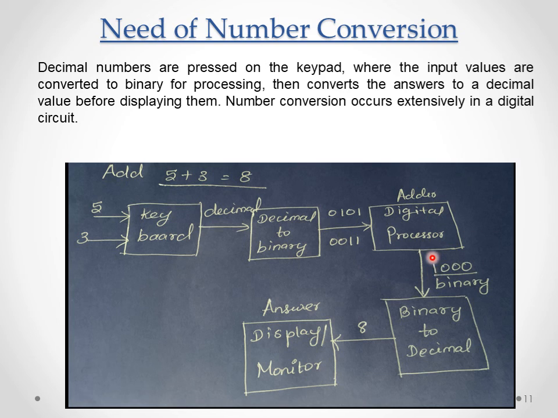The answer is in binary form. So the answer 1000 we will get from the processor. Now again this binary value is converted to decimal by another binary to decimal converter. So now the decimal value is displayed on our monitor. This is the actual process involved in computers. So for this reason mainly we are using number conversion.